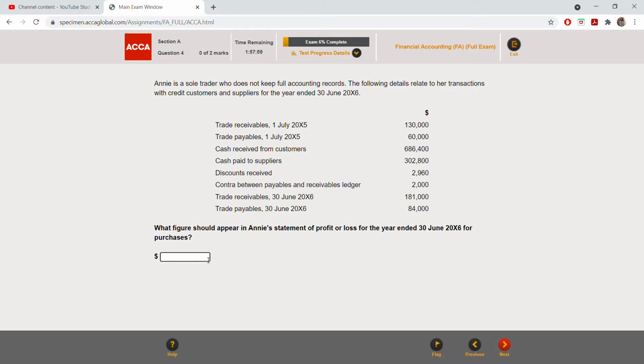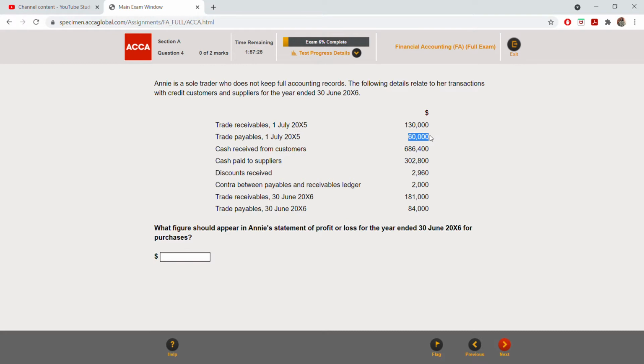For this you have to know how to make the creditor control account. So you start with the trade payables, which is 60,000, the opening trade payables. You don't have to take care of the receivables, even though the receivables are given in order to confuse you. Not everything that is given there you have to use. You only have to use what is for purchases. So for purchases you only have to deal with trade payables and the cash which you have to pay to the supplier. You don't have to deal with customers or the trade receivables and anything like that.